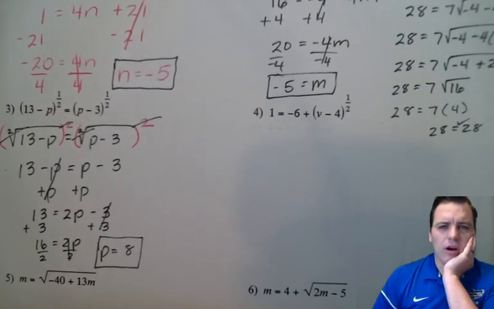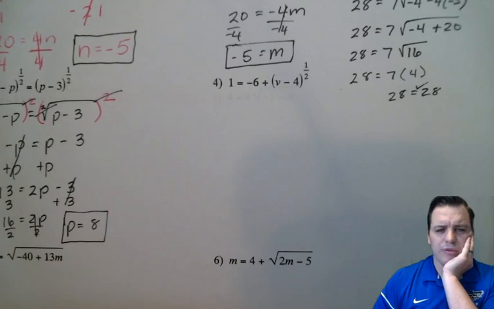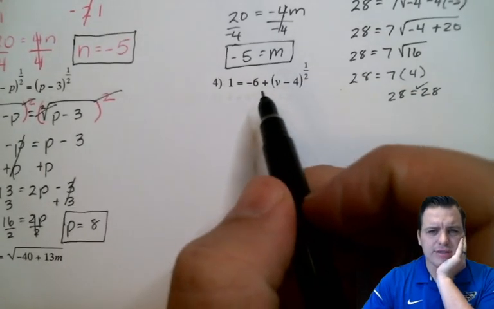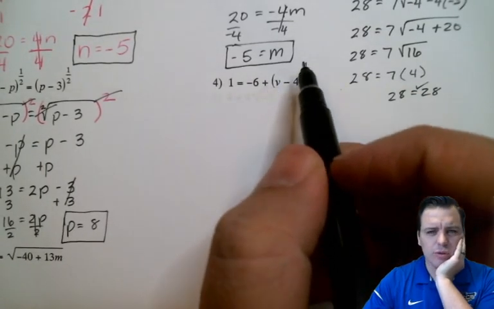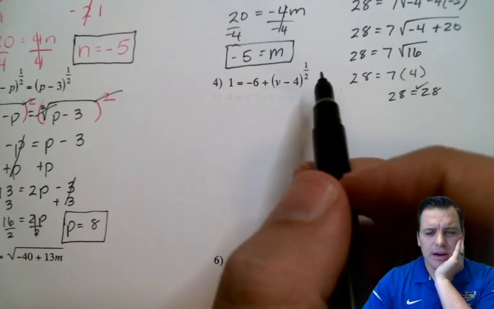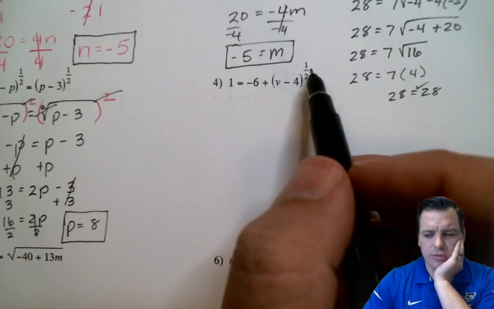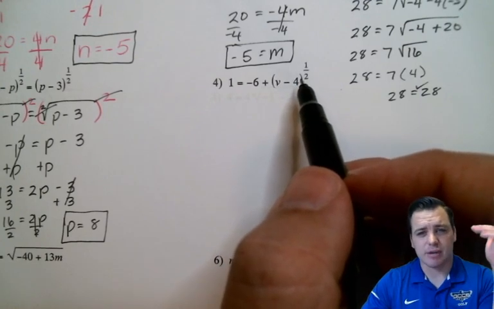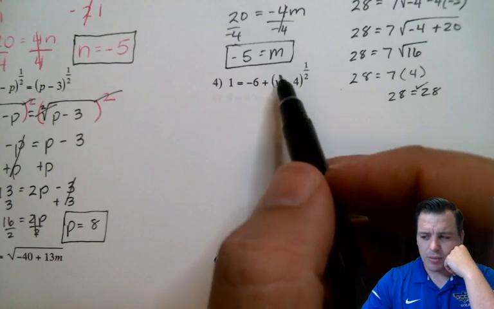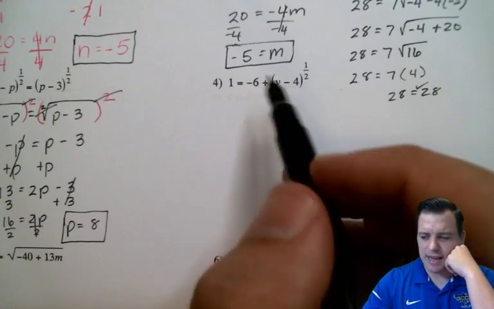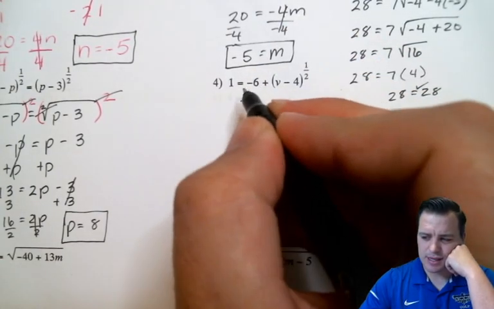All right, moving right along. So number 4, 1 equals -6 plus (v minus 4) to the 1/2 power. Now, we know we want to change that to the square root of v minus 4, and we can do that because that's taking it from exponential to radical form. But before we even do that, let's add 6 to both sides to get this away from that.